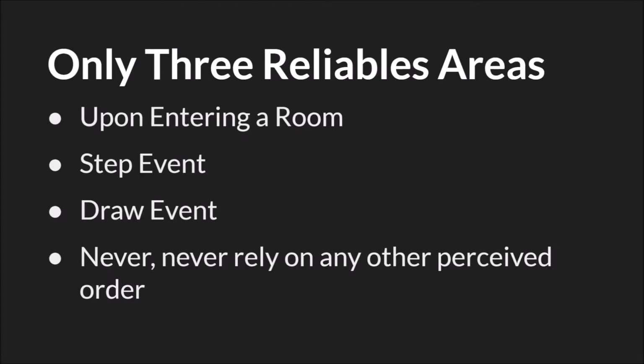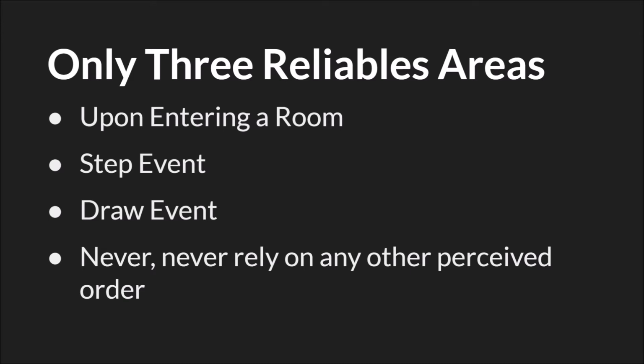So what do we know then about event order? Well, we only know what the GameMaker Studio 2 manual tells us, and it says that there are only three reliable areas. There are only three areas that we can rely on the order of events always happening in a specific way. And those are upon entering a room, the step event, and the draw event. And you should never, never rely on any other perceived order.